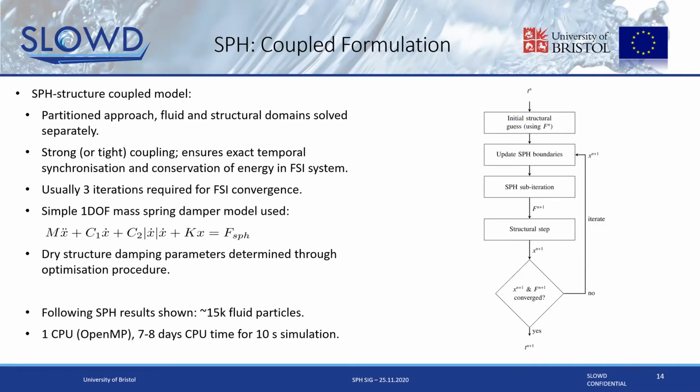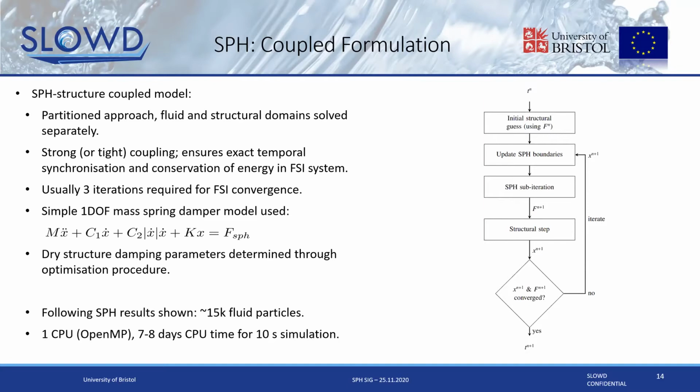And we couple these together through a strong or tight coupling methodology. This just sub-iterates the solvers until they are converged at the subsequent time step. This ensures we are conserving energy in this FSI system by ensuring everything is synchronized. This usually takes 3 iterations for convergence. So this in itself triples our runtime cost straight away.